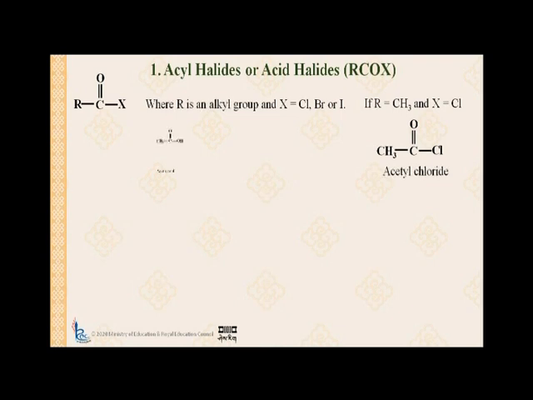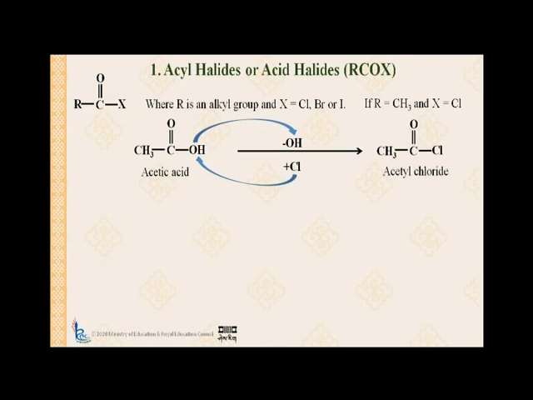To know its name, we have to look back to its parent acid, acetic acid. The parent acid is CH3COOH, which is acetic acid. From that acetic acid, we have removed OH and replaced it with Cl. When OH from acetic acid is removed and replaced with Cl, we get the acyl halide known as acetyl chloride.